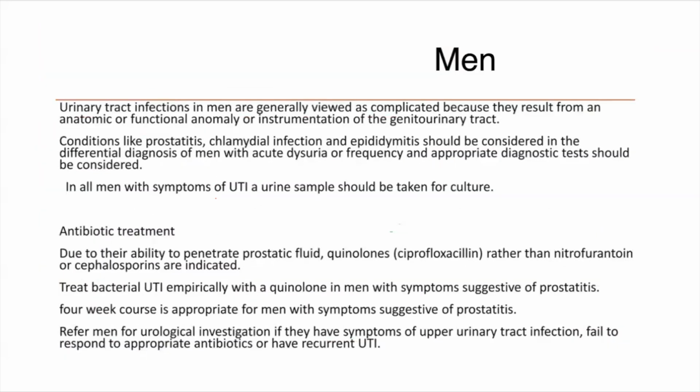In males, we will see UTI as complicated because it can result from any anatomic or functional anomaly or instrumentation of the urinary tract. Other conditions like prostatitis, chlamydial infection, and epididymitis should be considered in men as a differential diagnosis with acute dysuria, frequency, and other appropriate diagnostics. In all men with symptoms of UTI, a urine sample should be taken for culture.